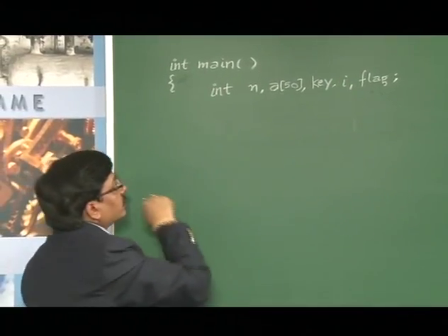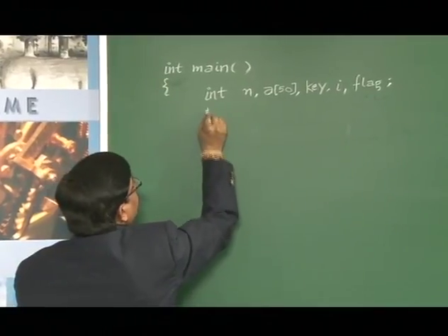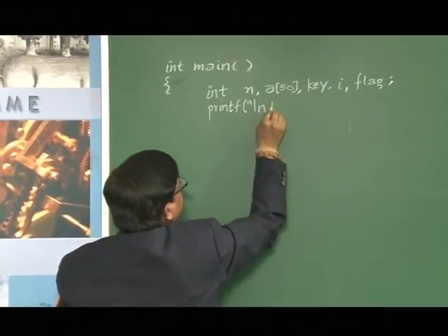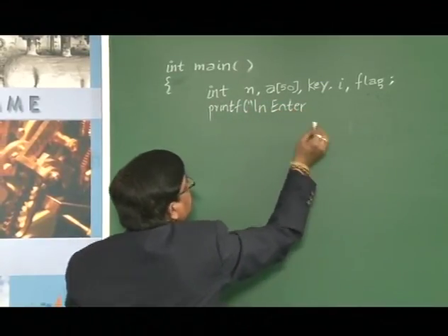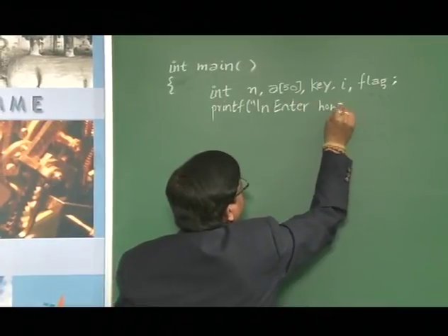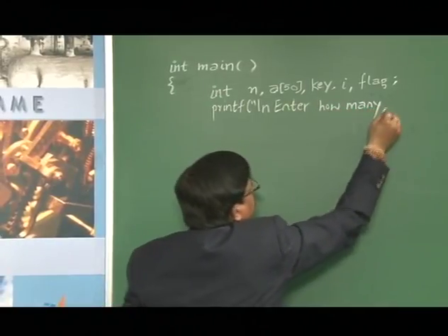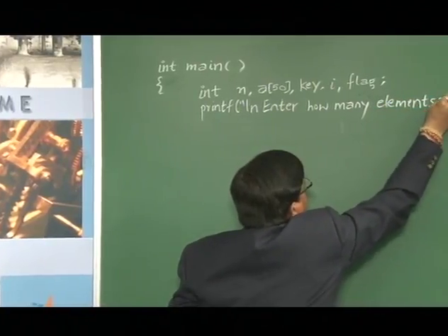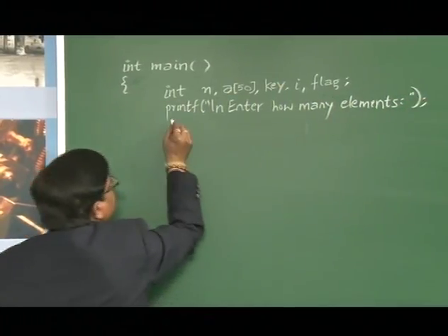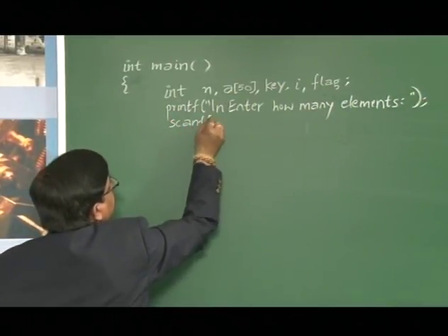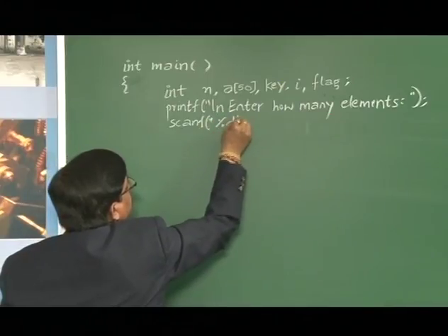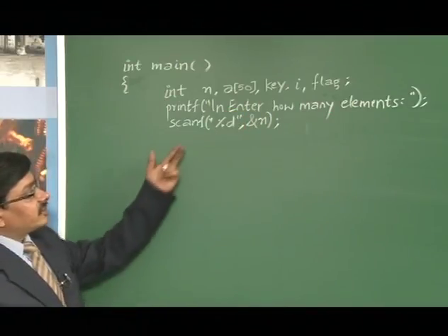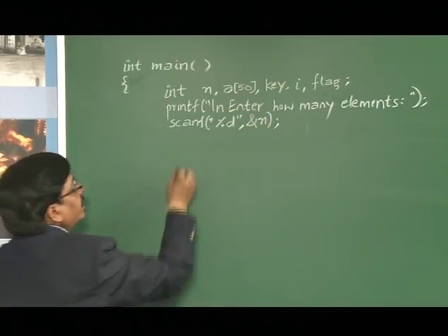Then after that, I am supposed to read the value of n. So here I can say printf, enter how many elements. I am supposed to read all those elements. So this is the statement where I am reading the number of elements. Now I am supposed to read all the n integer elements into an array.